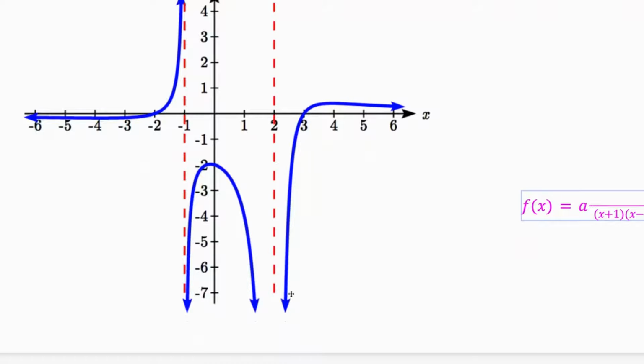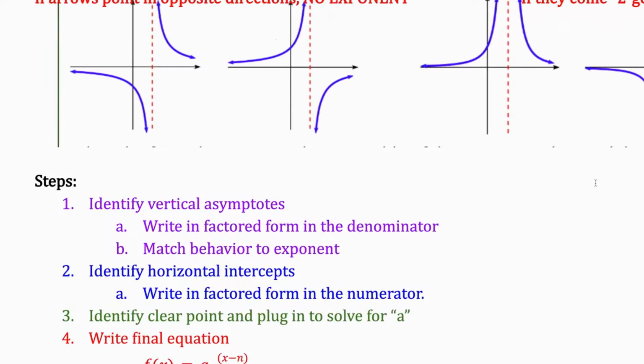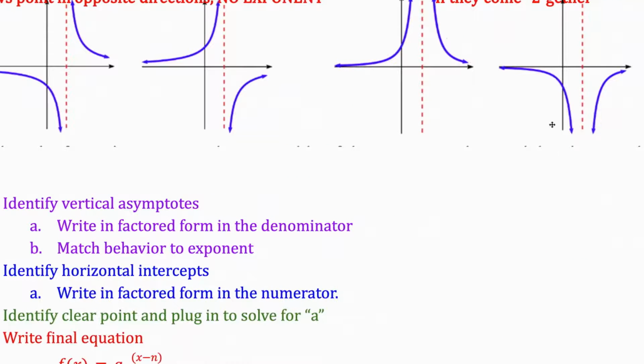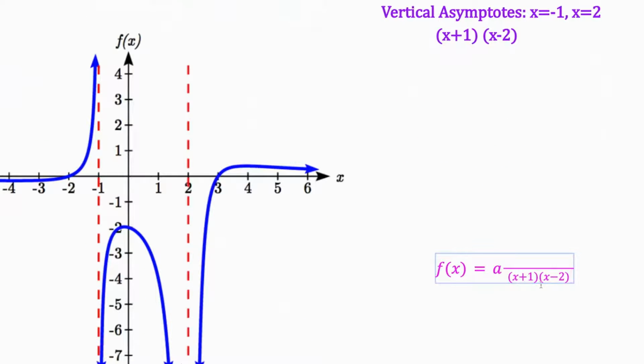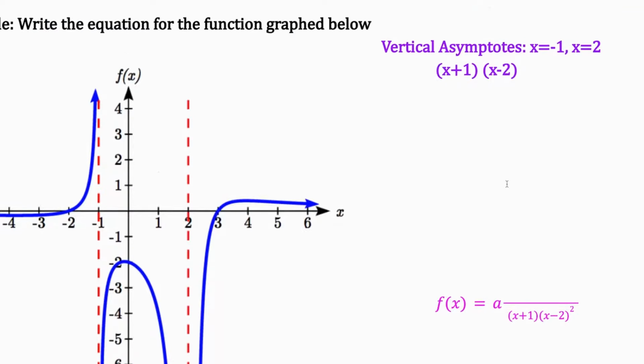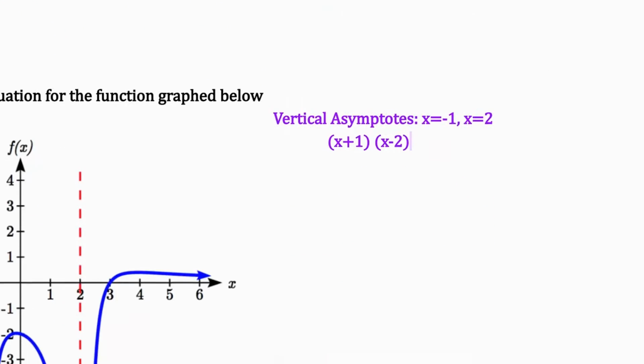So now I move to the next asymptote, which is this one right here. And this is where it's falling into the hole. Remember, they're coming together. Since they're coming together right here, and it matches this picture, that means it's going to have an exponent of 2. So x minus 2, I'm just going to put squared. That's all I do. So now I move on to step 2, identify my horizontal intercepts.